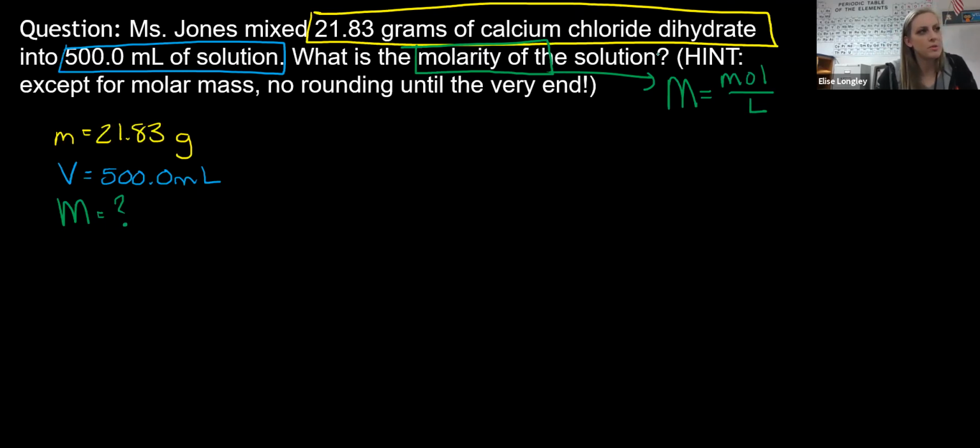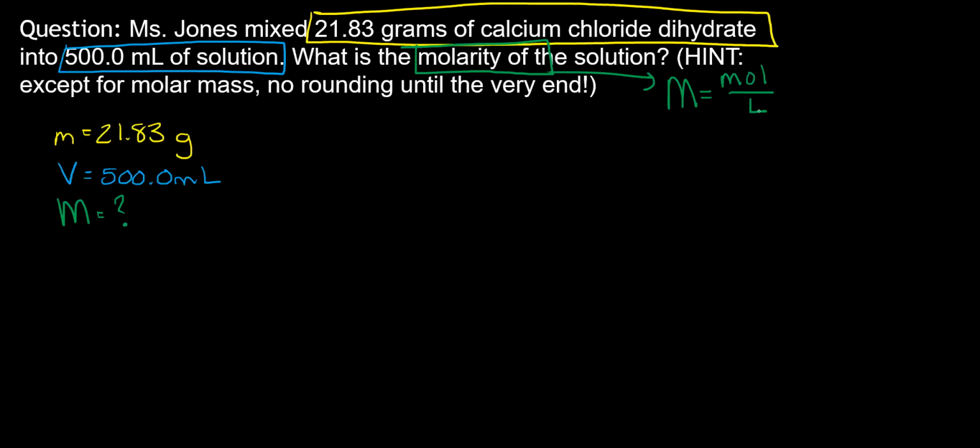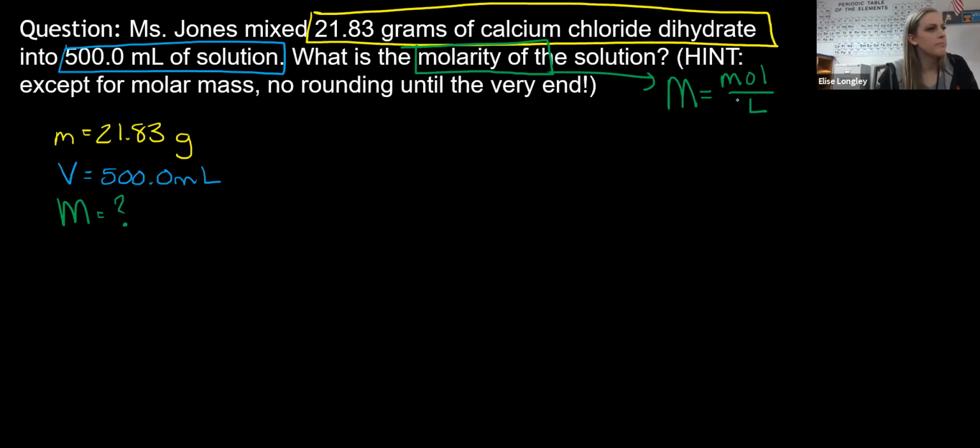So this is my formula, right? Molarity equals moles over liters. The way we write moles in math is N. The way we write liters is volume. Okay. Scale of 1 to 10. How are we doing so far?